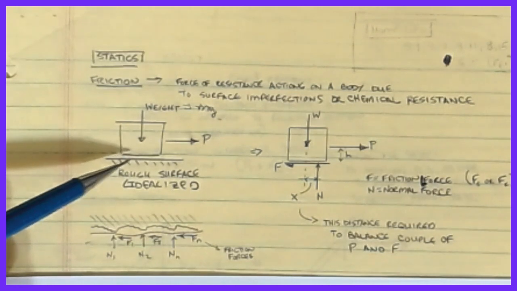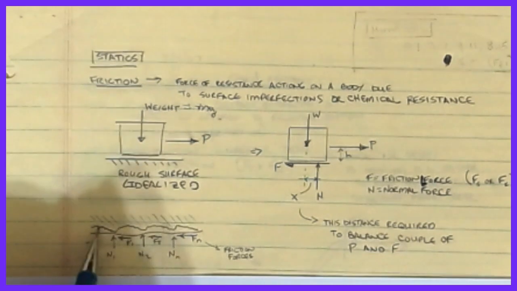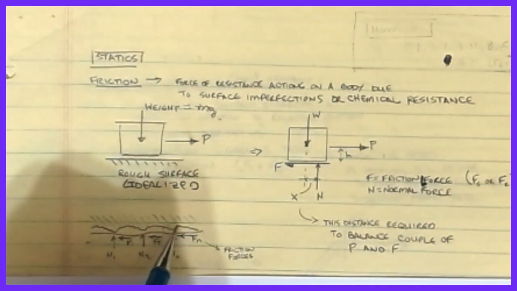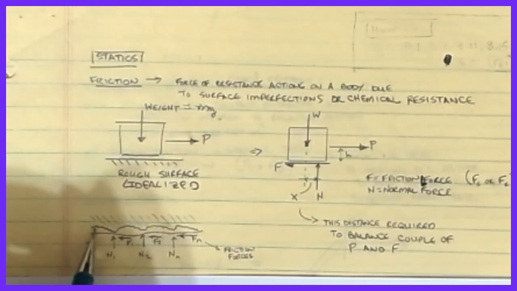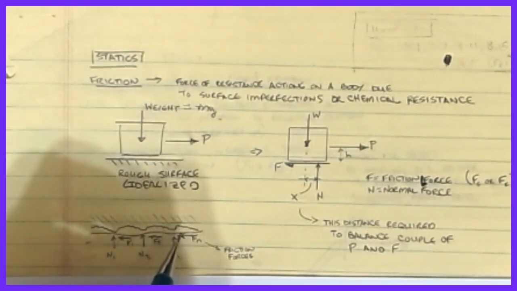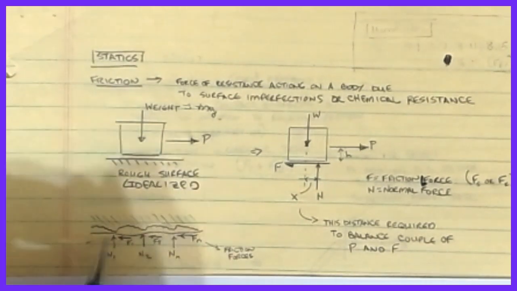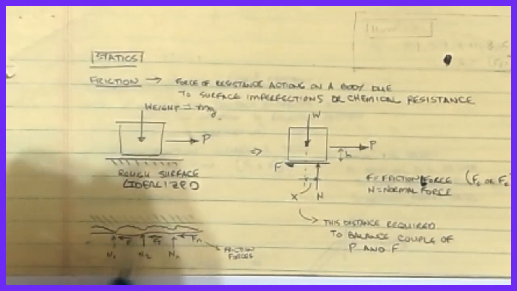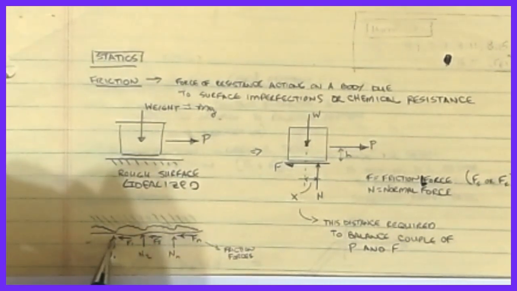It can come from some sort of mechanical interlocking, which is what we show here. If this is the bottom of my object at a microscopic level, and I know it's kind of a horrible picture but it gets the idea across, you have high spots and low spots on this, and then the ground will have similar high spots and low spots. As this object tries to move, these high spots fall into the valleys down below, or they get hung up, and that's where there's a little bit of resistance that happens.